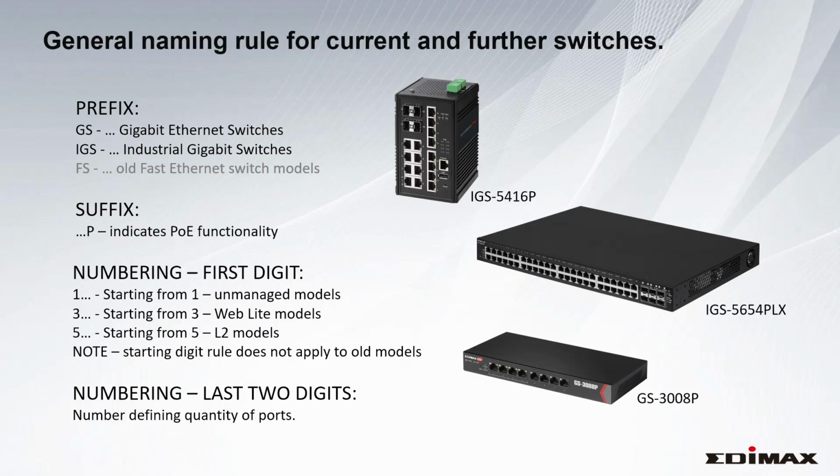So let's start with the prefix. GS stands for Gigabit Ethernet switches. IGS stands for industrial gigabit switches, and as for the differences between standard and industrial switches, we will cover this in a separate video. In some cases, you may still be able to find the oldest solutions, Fast Ethernet switches, and these names will start with FS.